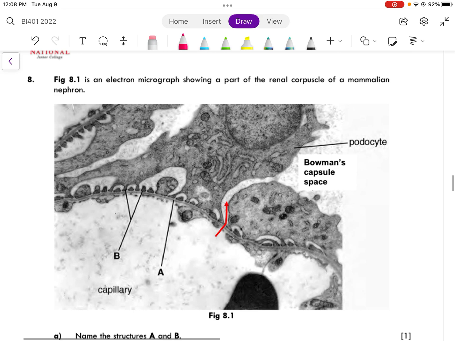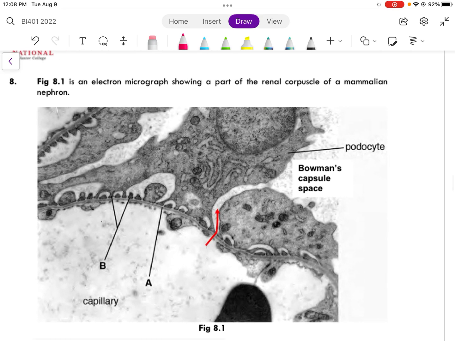Let's go to the structured questions. Structured questions is a classic example of testing you the structure of various parts of the kidney, in this case the nephron. They show you an electron microscope image showing the renal corpuscle of a mammalian nephron. They already told you that this particular cell over here is the podocyte, and this is the inside of the capillary, and that this is the Bowman's capsule. So with all this information, you must be able to make sense of what's what.